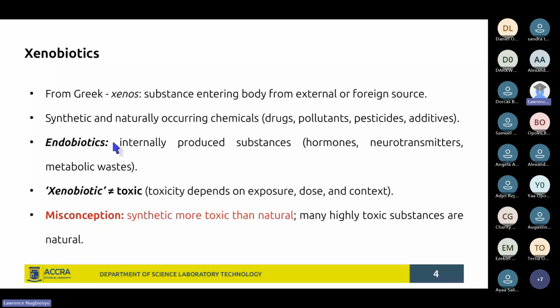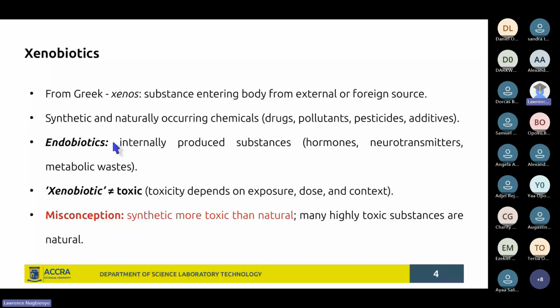And there is this misconception that synthetic substances are more toxic than natural ones. Such a misconception you find even in some advertisements, and among us in society, you do hear a lot of talk about these herbal products here and there. People talk of it as if because herbal products are coming from natural plant sources, they are less toxic than synthetic medications.